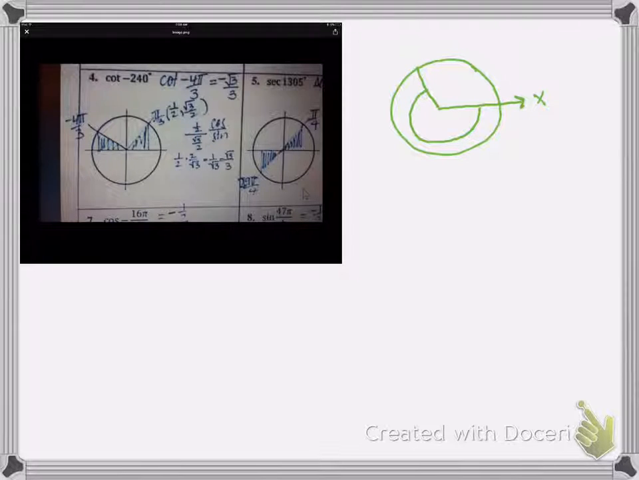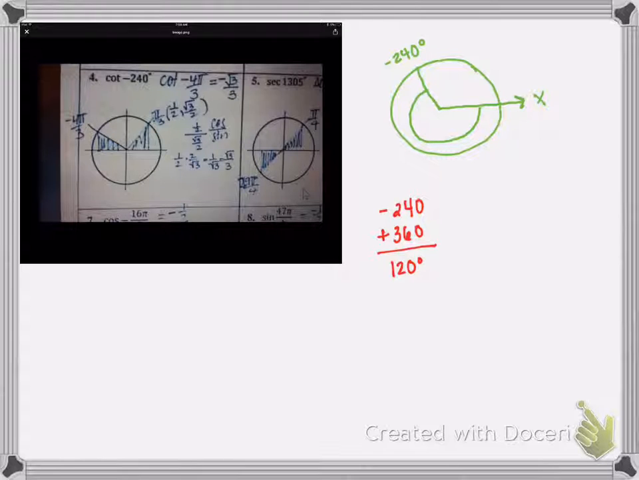about here, because 240 degrees is about 2/3 of 360. Or another way to think about it is if we take negative 240 degrees and we add 360 degrees to it, that's going to give us a coterminal angle, which is 120 degrees.